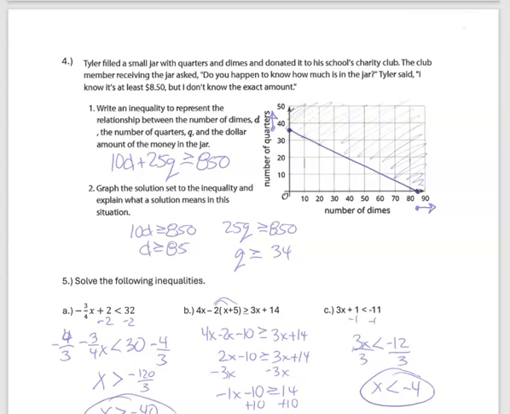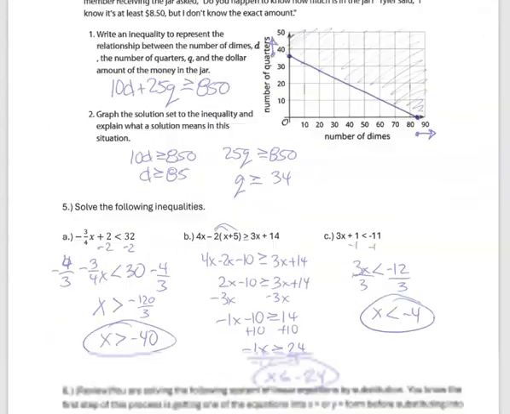Once again, I am going to graph this using your x and y intercepts, because not only will it tell you where the intercept is, but it'll tell you which way you're going to be shading. You could have also tested 0, 0 and found out that 0, 0 is not a solution, so that side can't be, and it's got to be the other.